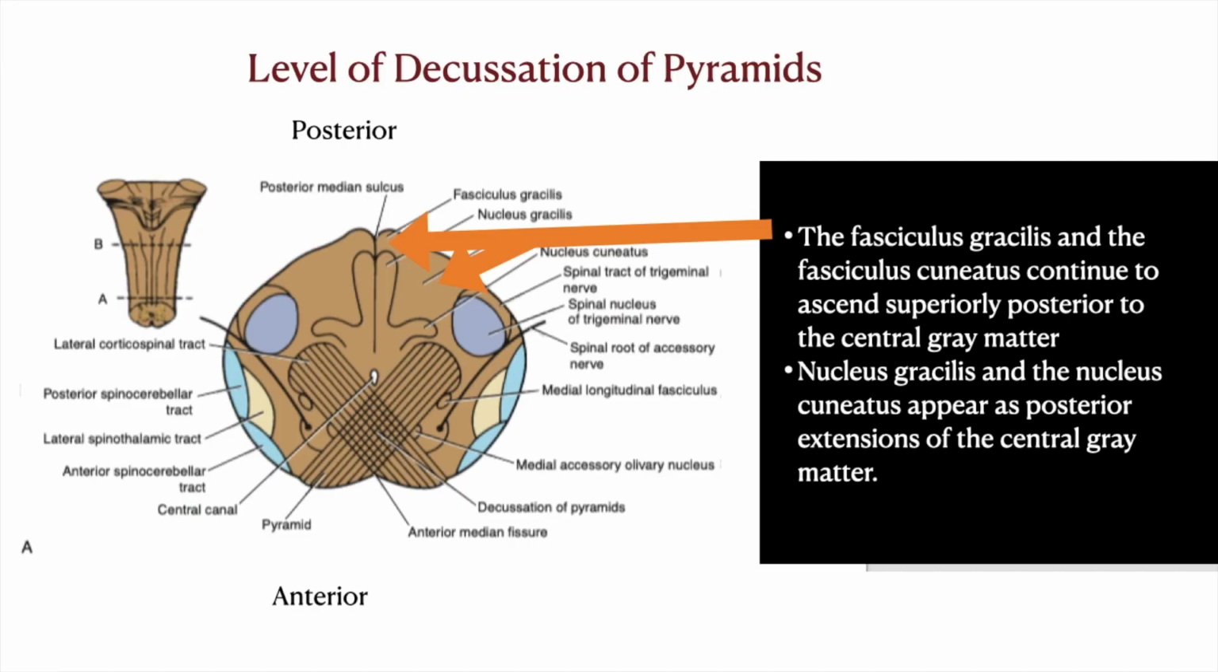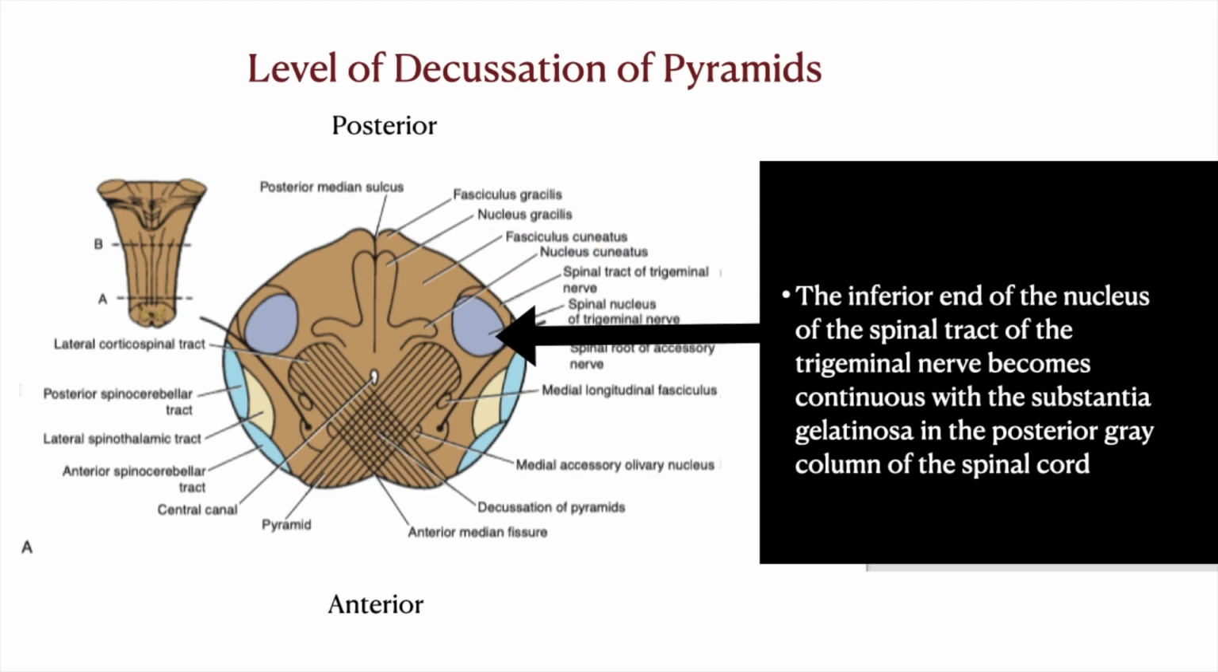At the level of decussation of the pyramids, which is the lowest part of the medulla, you have the fasciculus gracilis and the fasciculus cuneatus, which continue above to form the nucleus gracilis and nucleus cuneatus. You also see the inferior end of the nucleus of the spinal tract of the trigeminal nerve, which becomes continuous with the substantia gelatinosa in the posterior gray column of the spinal cord.